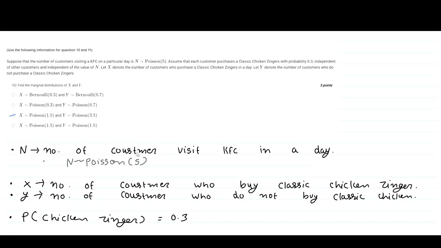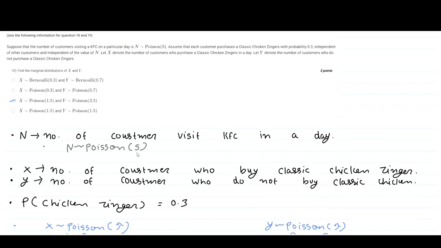Question numbers 10 and 11 share common data. The data says, suppose that the number of customers visiting a KFC on a particular day follows a Poisson distribution with parameter 5. Assume that each customer purchases a classic chicken zinger with probability 0.3, independent of other customers and independent of the value of N. Let X denote the number of customers who purchase a classic chicken zinger in a day. Let Y denote the number of customers who do not purchase a classic chicken zinger. Question number 10 asks, find the marginal distributions of X and Y.